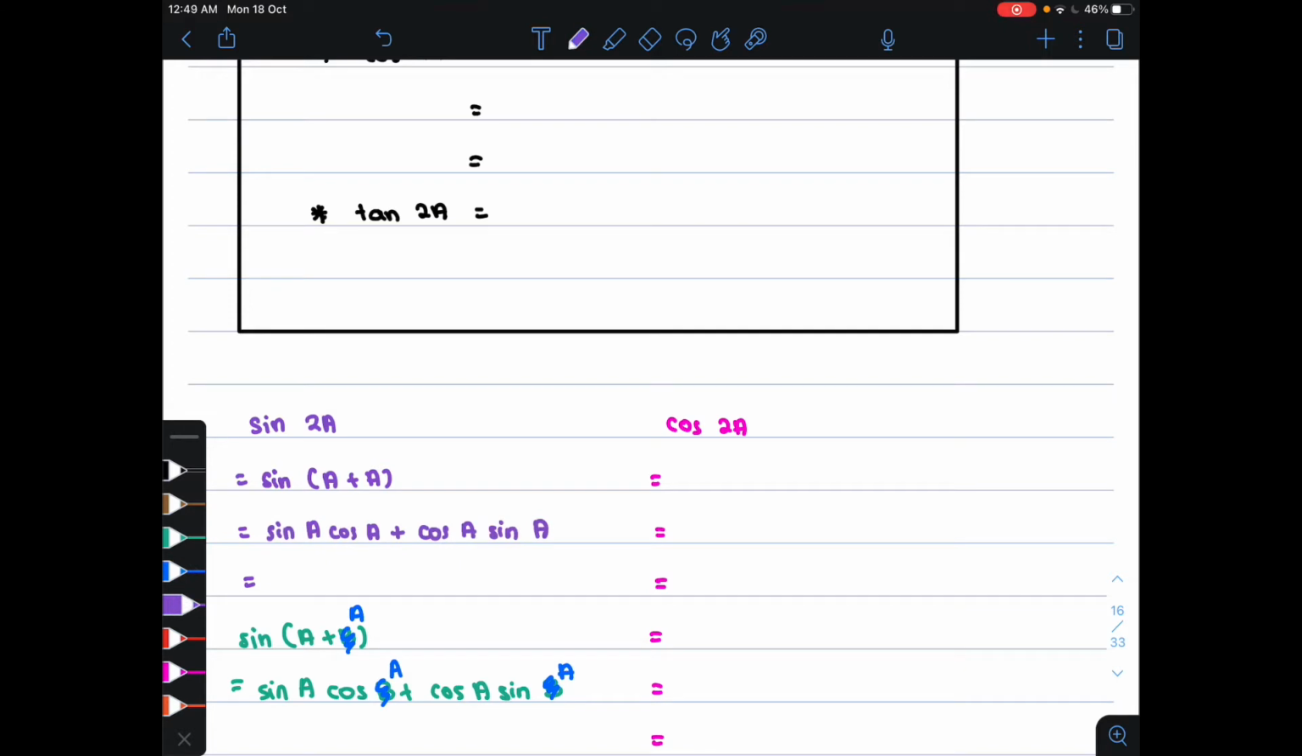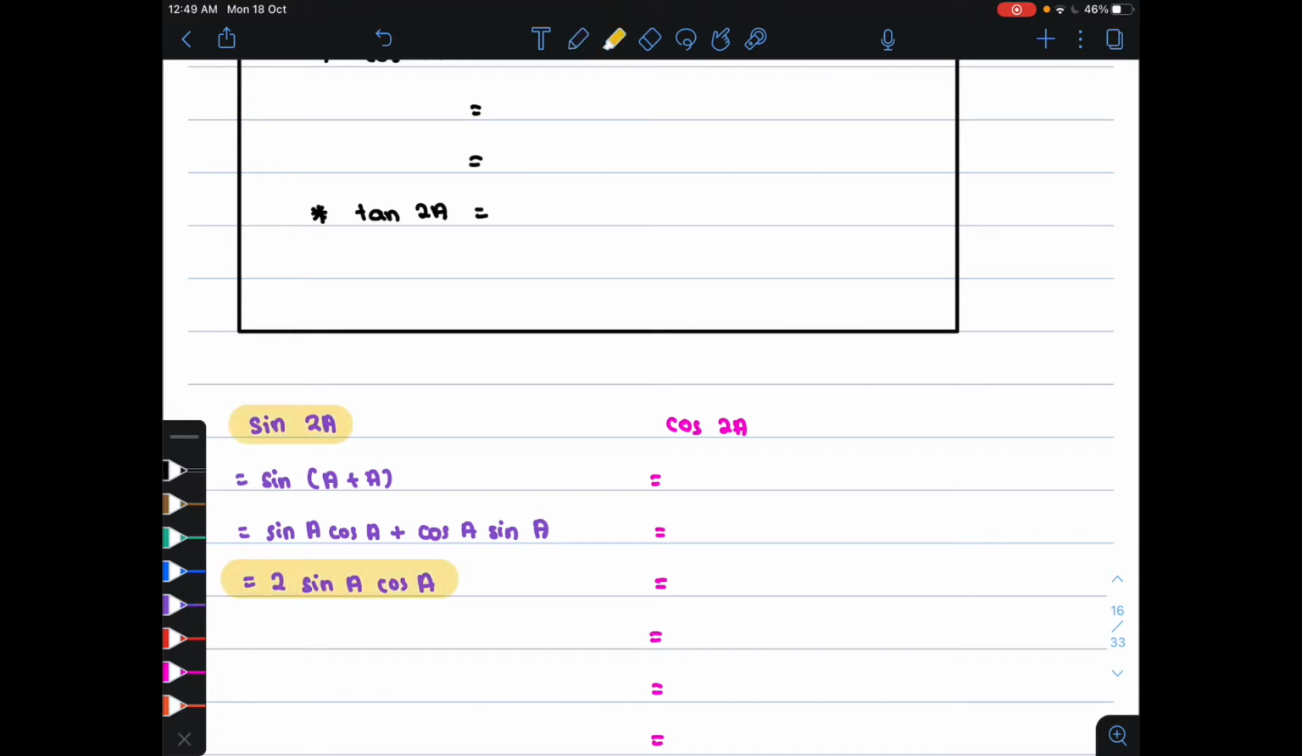And that will give you sin A cos A plus cos A sin A, which is equal to 2 sin A cos A. And hence, sin 2A is actually 2 sin A cos A.